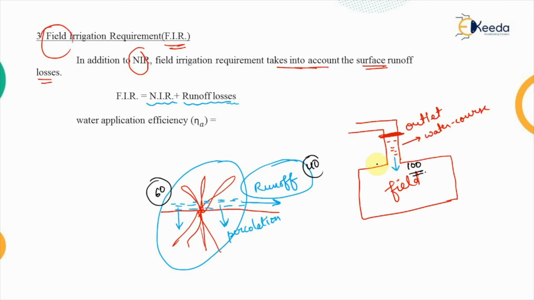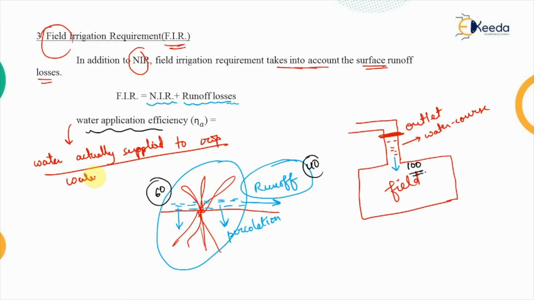And if we look at the water application efficiency, that was the water which was applied to the crop to the water which was supplied to the field. So this water application efficiency was the ratio of the water actually supplied to the crop to the water delivered onto the field. This water which was delivered onto the field is nothing but the field irrigation requirement.